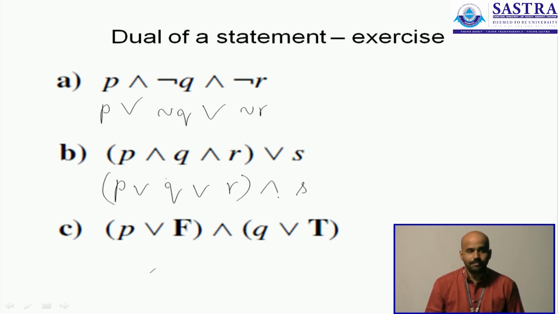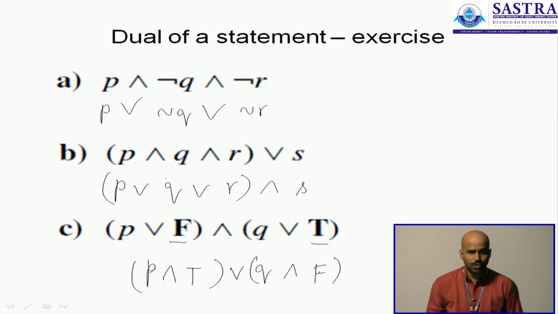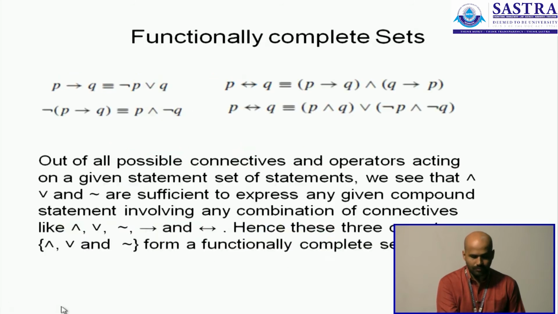In the next part, only two, P and Q, are involved, but you have an absolutely false and an absolutely true statement. So we'll write down the simple statements in their original forms and flip all that is remaining. False becomes true, true becomes false, and the connectives are also swapped. So this is how you construct a dual of a compound statement.